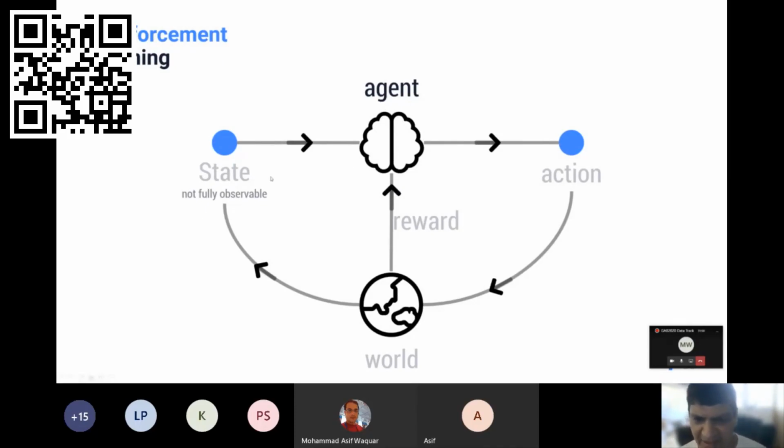Now, in a lot of these scenarios, when you are observing the world, not all the states are fully observable, which means that you cannot observe everything besides maybe a small portion of it.